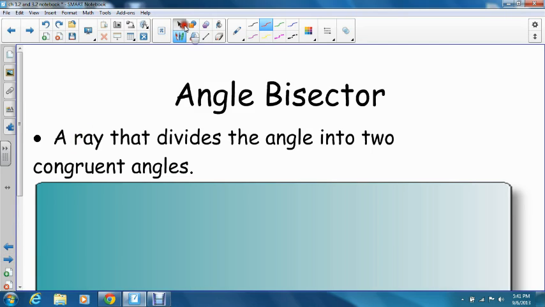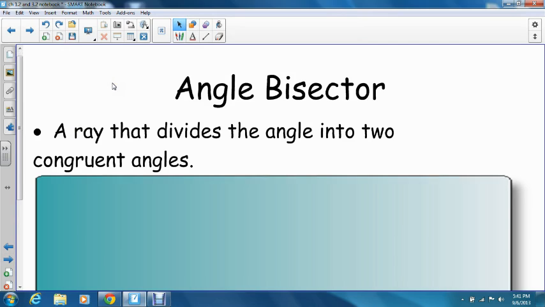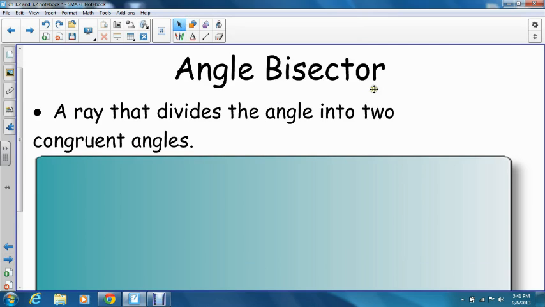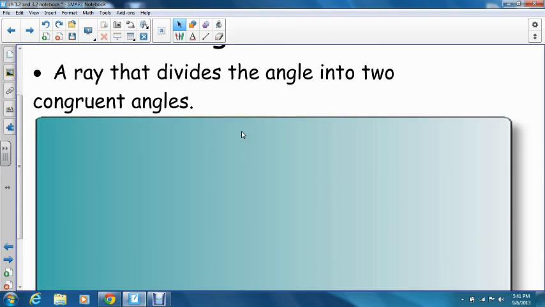All right, another term that we need to know is an angle bisector. We talked a little bit about what a bisector is in class. A bisector divides something in half, whether it be an angle, a segment, whatever the case may be. So an angle bisector divides an angle into 2 pieces. Now, the angle bisector, by definition, is a ray here. It could be a segment, it could be a line, but by definition, it's a ray. It divides an angle into 2 congruent angles.